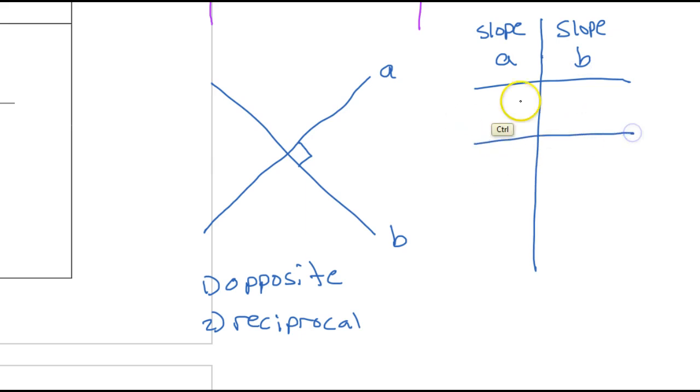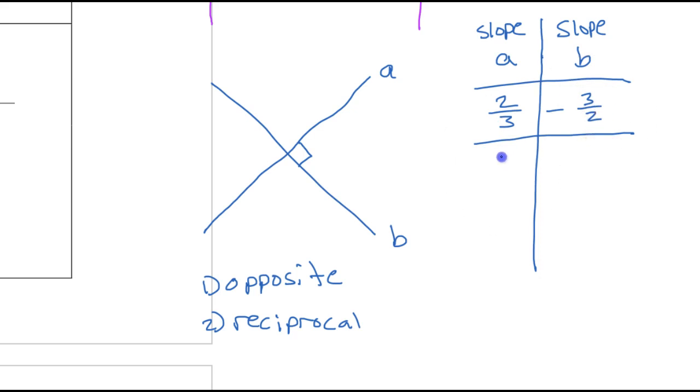Okay? Let's say the slope of line A is 2/3. What would be the slope of line B, which is perpendicular? It has to be opposite and reciprocal. So if line A has a positive slope, line B will have a negative slope. That's the opposite part. And then, of course, reciprocal means we turn the fraction upside down. So instead of 2/3, it would be 3/2. So if line A had slope 2/3, then line B has slope negative 3/2.